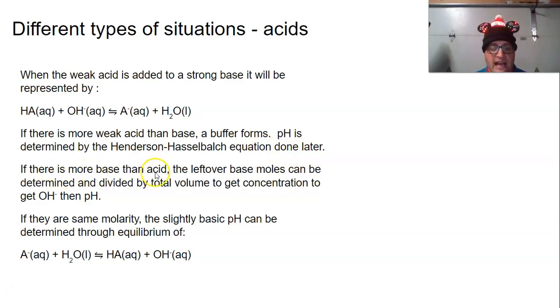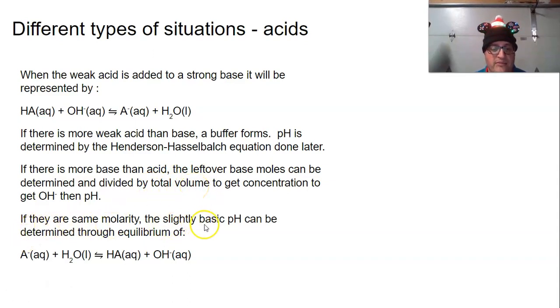If there's more base than acid, the leftover base moles can be determined because that was the strong base. So you can get the moles of the leftover base and divide it by the total volume. Remember I told you about volume coming into play? That'll give you your concentration of hydroxide. So you've got to be a little cautious. The idea is that you've got more base, which is a strong base, remember, strong. Find out however many moles are left over, divide by the total volume, and that's your concentration.